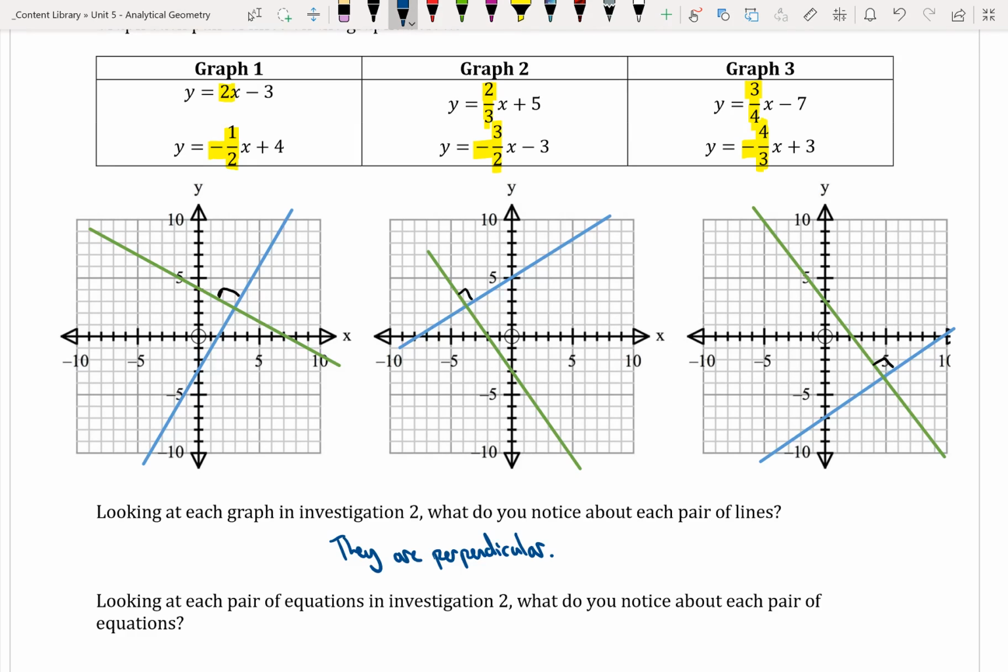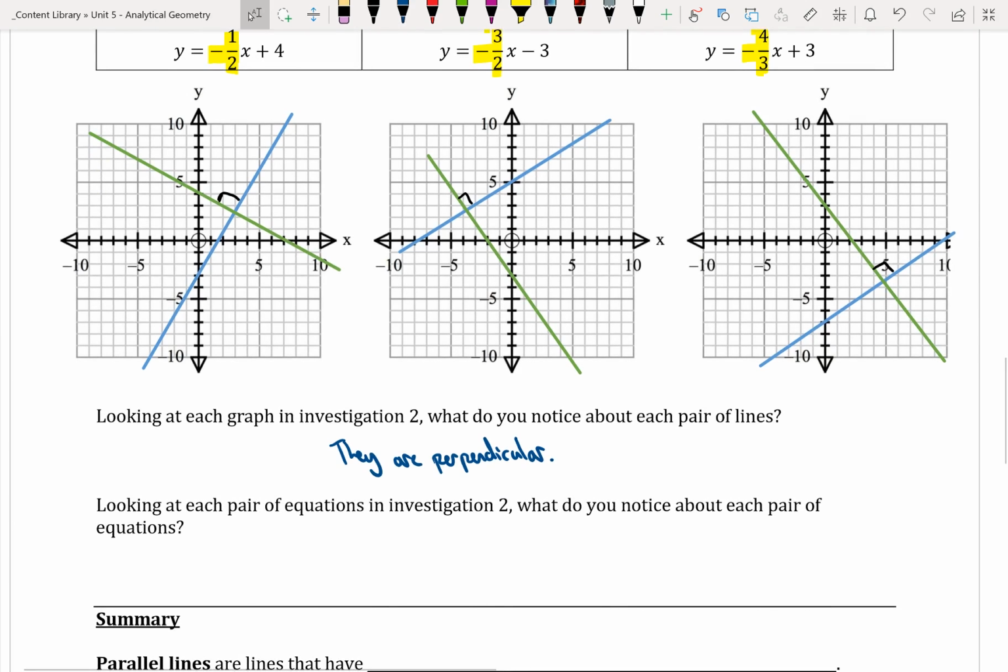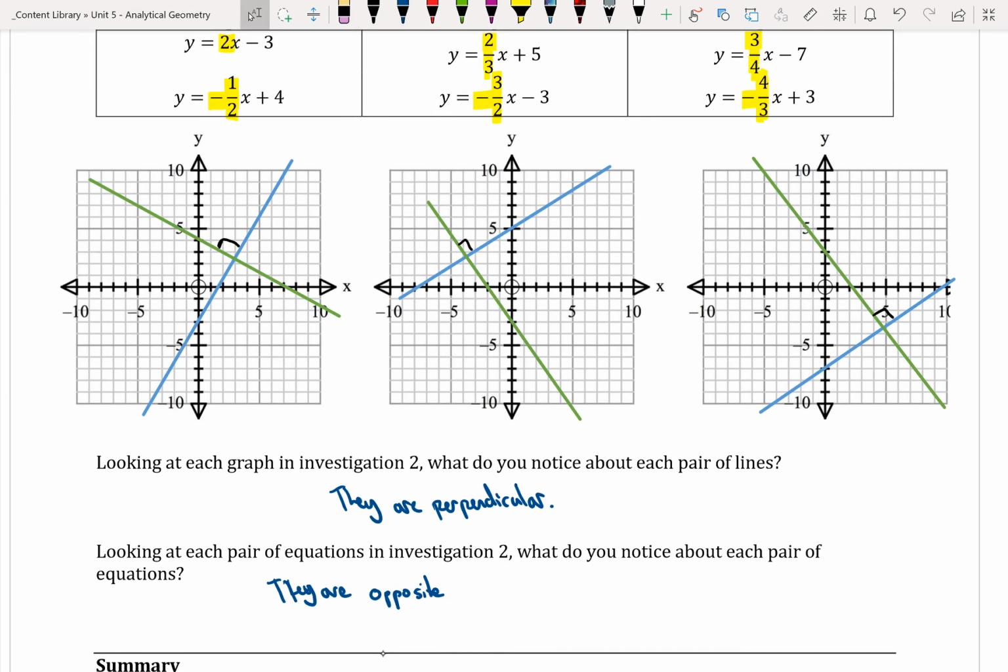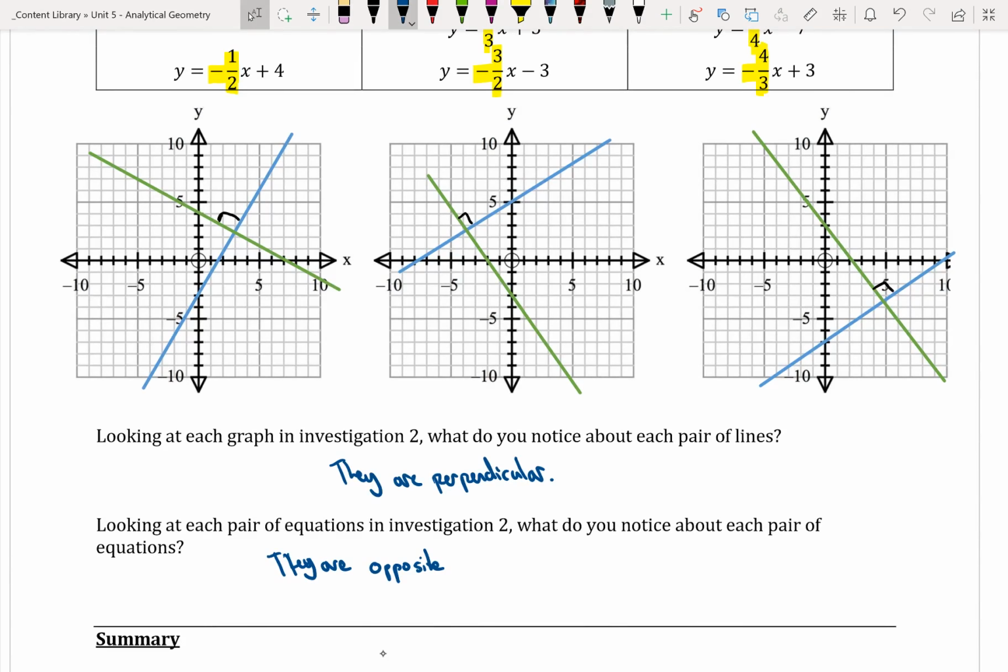Well, looking at these lines, what we should notice is that they are opposite. Right? 2, negative 1 over 2. Those are the opposite. In other words, an opposite you could think of as flipped. 2 as a fraction is 2 over 1. 1 over 2 is just flipped. You might also notice that they have different signs. One's positive, one's negative, all of which are right. So that's all the things that we should be noticing.